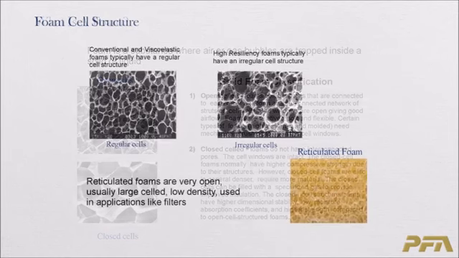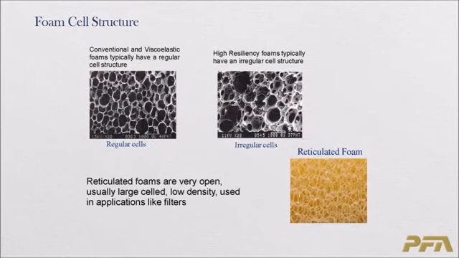So besides whether the foam is open or closed, the other variables are things like what the cell structure is like, whether it's a fairly regular cell, as it typically is for conventional and viscoelastic foam, or high resiliency foams, which typically have a very irregular cell structure. The other variable here is that people often count how many cells per inch there are. So the fineness of the cells will also affect foam properties.